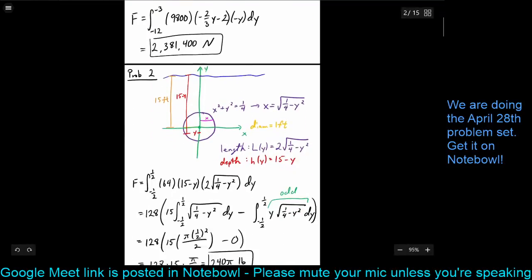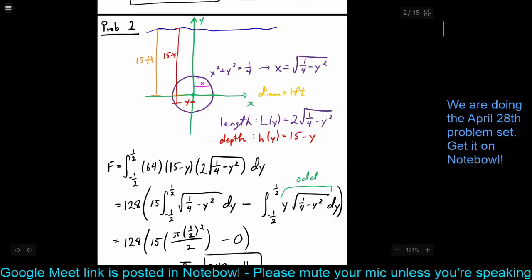On the other hand, doing that here, while the depth function would still be negative y, the length function would get a little more complicated. Instead of just simply the length function being 2 times square root 1/4 minus y squared, we'd have something like 2 times square root of 1/4 minus y minus 15 squared. A little more complicated there. So it's better to avoid that kind of complication if we can.